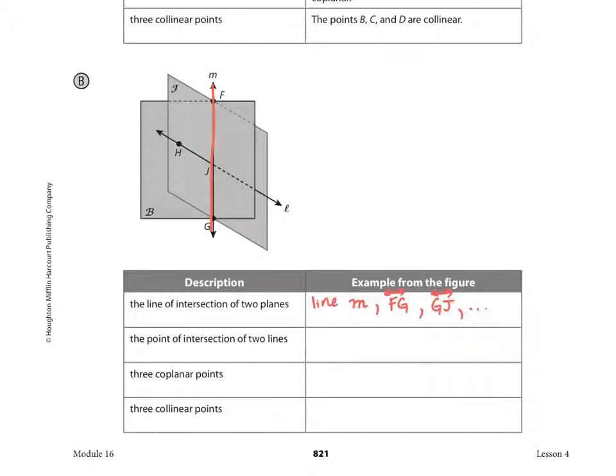The second one, point of intersection of two lines. Well, we only have 2 lines in this whole figure. So point J is where the 2 lines will cross. All right, so this one has a very specific answer.